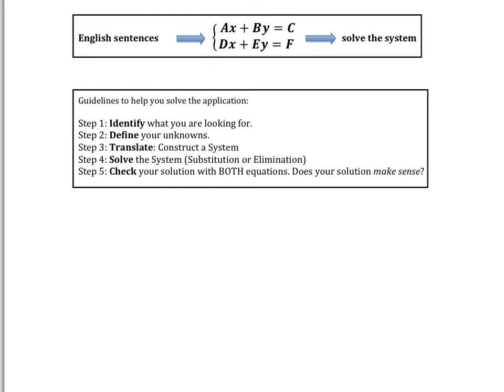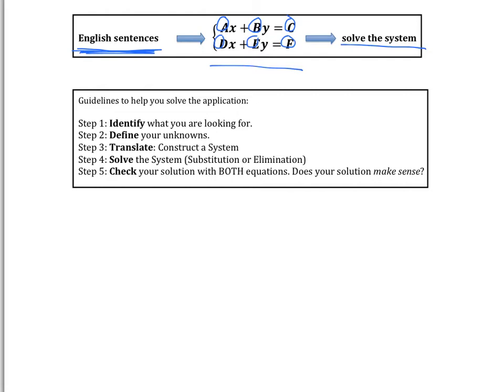Okay, so now that we know how to solve systems of linear equations by graphing, substitution, and the addition method, now we're just going to construct these systems. This is basically the big picture here. You're going to be given a word problem, English sentences, and then you're going to translate it into a system of linear equations, where you are finding your A, B, C, D, E, and F, and X and Y are unknowns. And then you're going to solve the system, choosing any method you prefer.